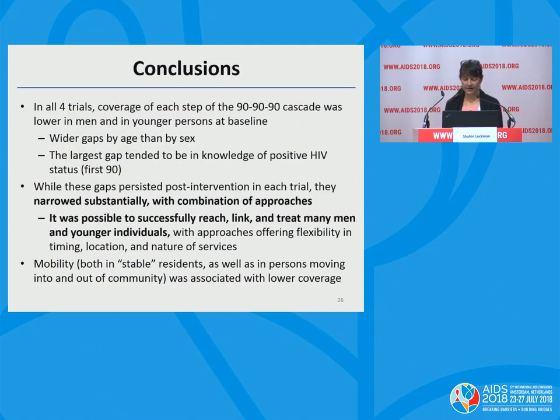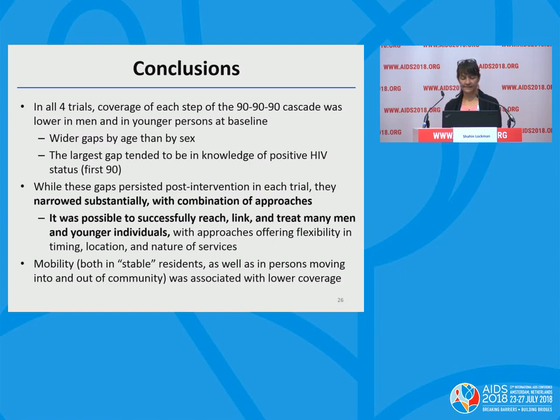In conclusion, in all 4 trials, coverage of each step of the cascade was lower in men and in younger persons at baseline. We saw wider gaps in coverage by age than by sex. The largest gap tended to be in knowledge of HIV-positive status, the first 90.